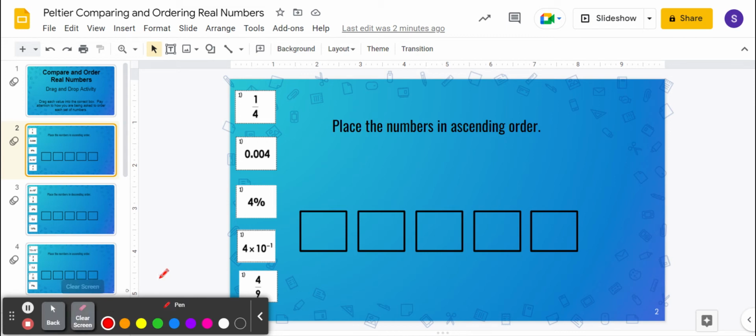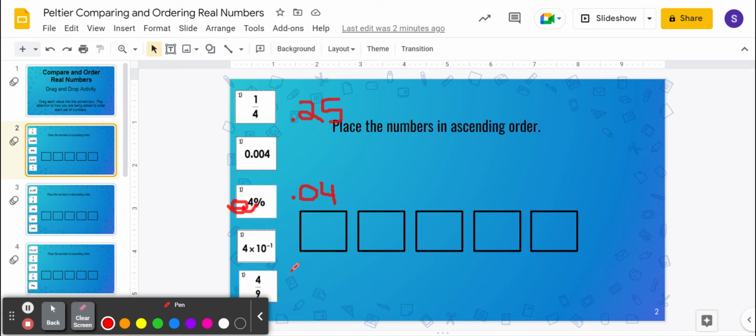That means you are going to put in 1/4 and figure out that is 0.25. You're going to do 1 divided by 4 in your calculator. This one is already in decimal form, 0.004. This one's 4%, so we know we move the decimal 2 places to the left. 1, 2. You're going to put a 0 in that extra bubble. So this one's going to be 0.04.